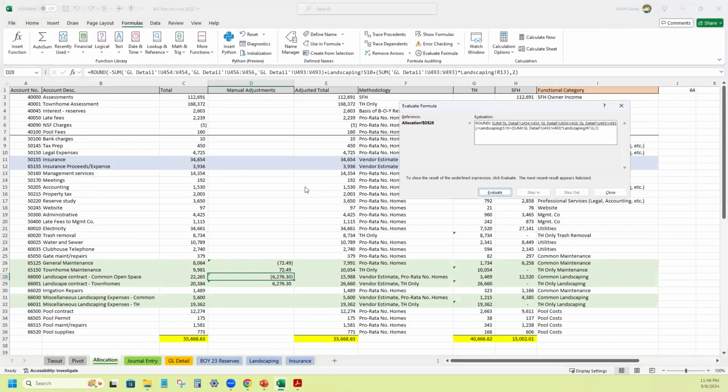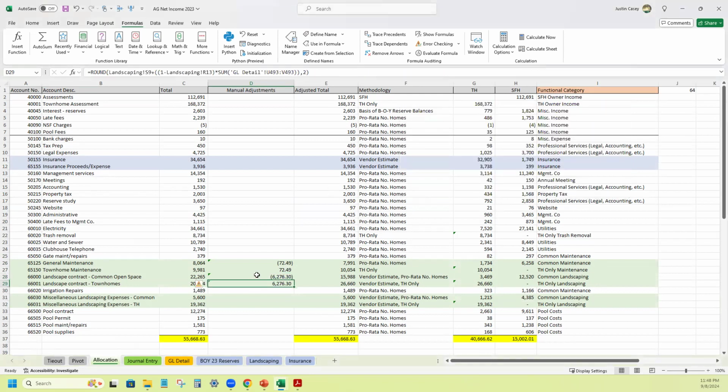So I'll do an evaluate formula here so you can see what is reduced from common. So we took the two landscaping contract payments of 4616 times 2 plus 850 from the GL detail tab, and we're subtracting that out from common, and we're adding back the amount related to common, and then we are adding back a portion of the one-time mow that was related to common as well, and that gives us minus $6,276 out of common into townhome specifically.